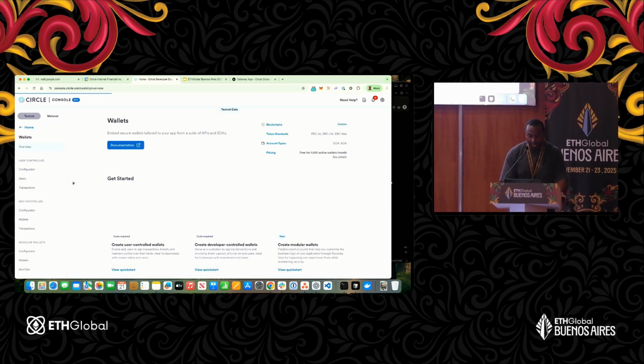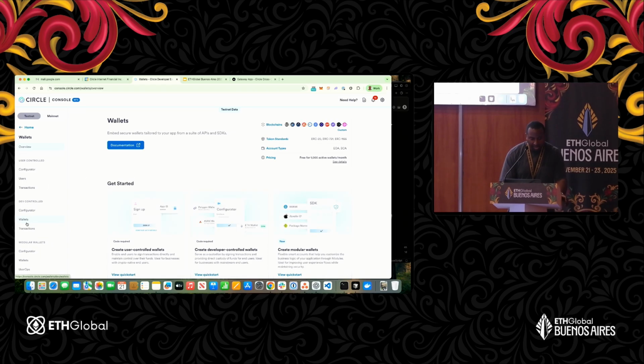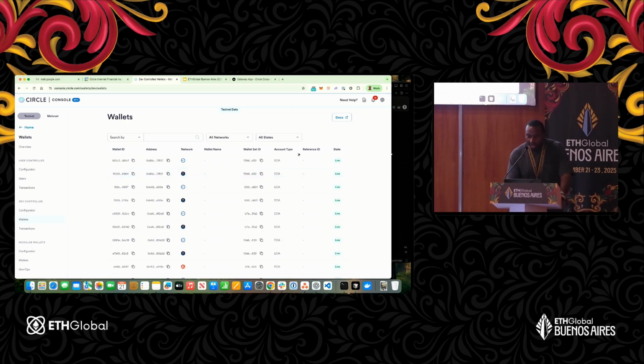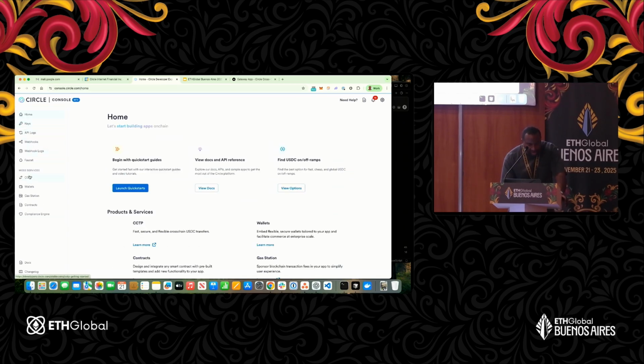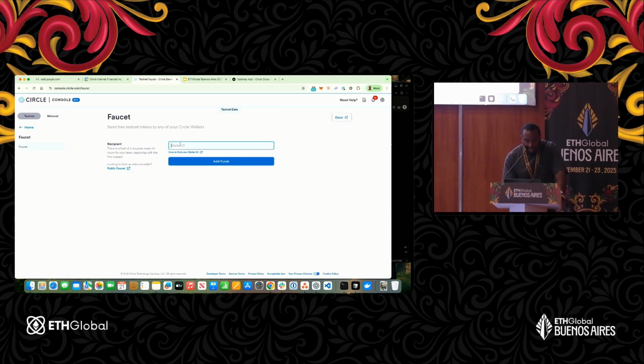And this is the developer console here. These are developer control wallets I created. They're two EOAs. So these are the two wallets I just created. What I first want to do is fund this wallet. So let me go to the faucet right here. They're gonna fund it with some USDC.